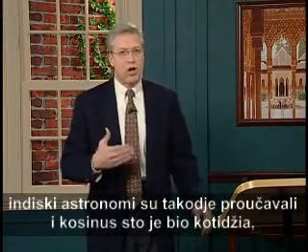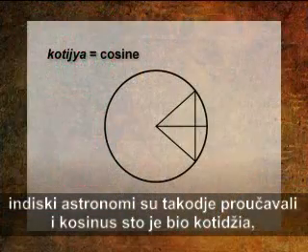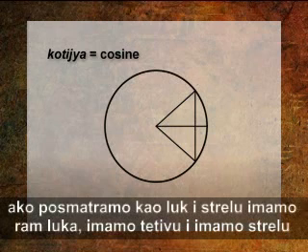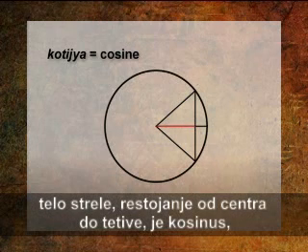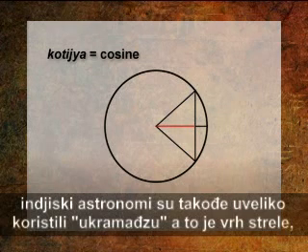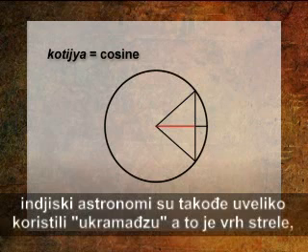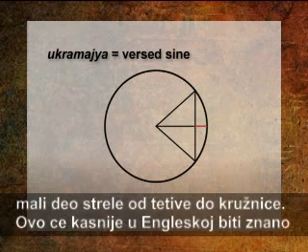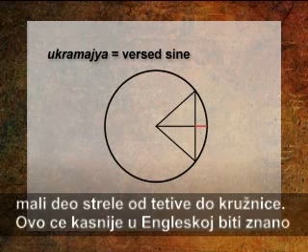The Indian astronomers also studied the cosine, which was the kotijia. And if you think about the bow and arrow, so we've got the arc of the bow, we've got the chord, and we've got the arrow. The shaft of the arrow, so that's the distance from the center of the circle to the chord, that is the cosine, or the kotijia. And the Indian astronomers also made great use of the ukramajya, and that's the tip of the arrow. That's the little part of the arrow between the chord and the arc of the bow.